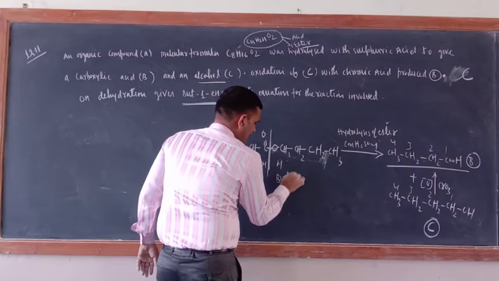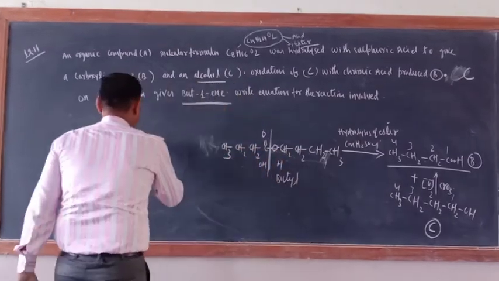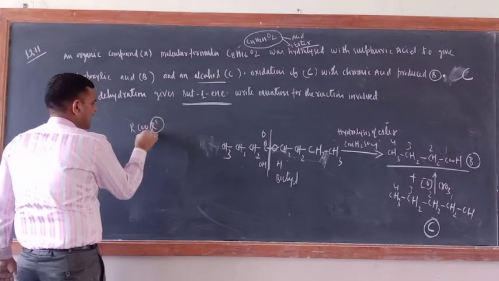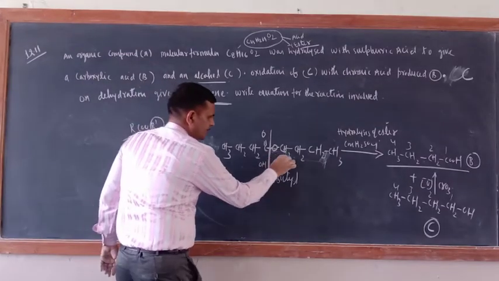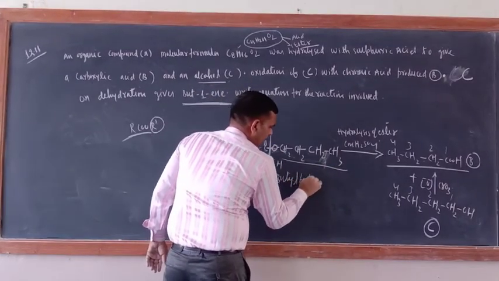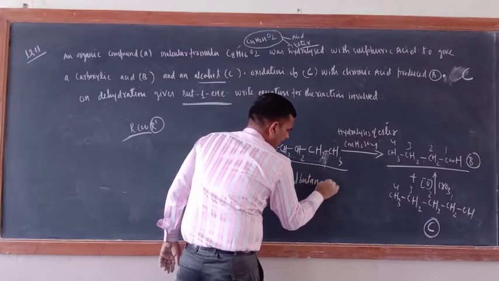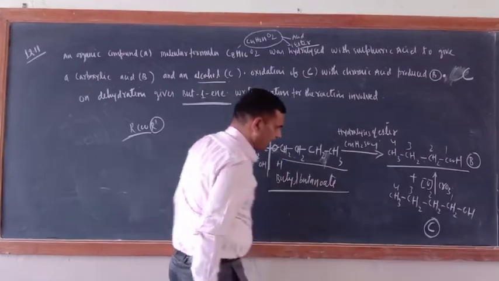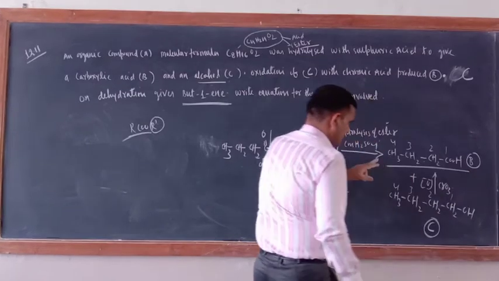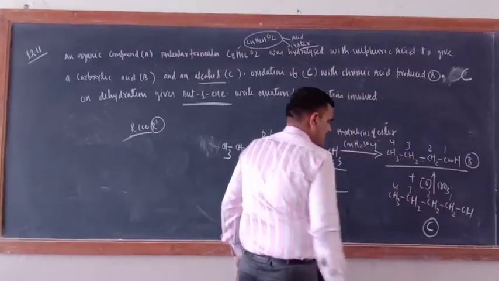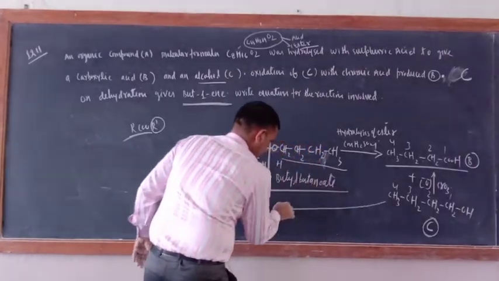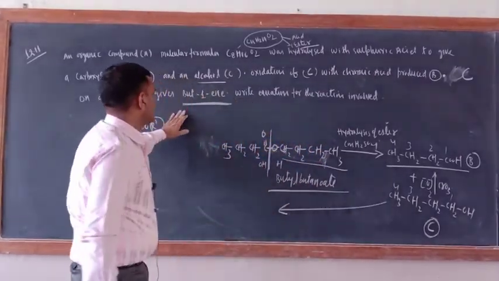What is the name of this one? Butyl. See, ester means what is there? RCOOR dash, alkyl group, alkane OH. So this is the butyl group, butane OH. Now do one thing. What is the name of this one? See, this is butanoic acid. This is butyl alcohol.